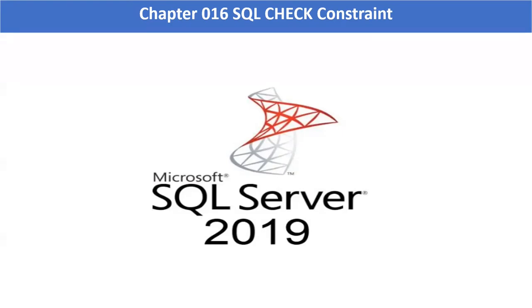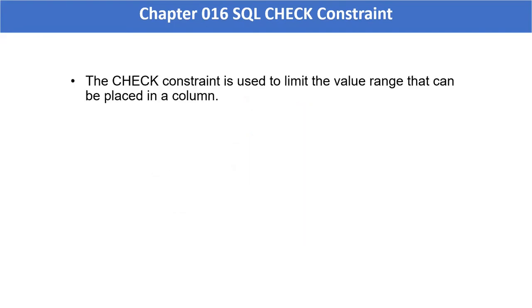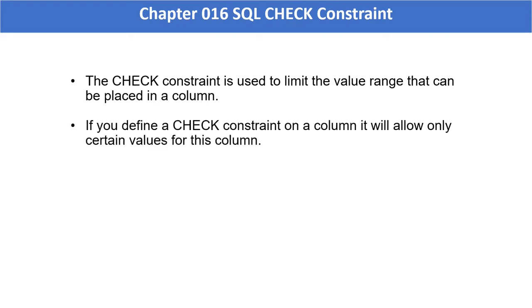Hello friends, let's see what the SQL check constraint is. The check constraint is used to limit the value range that can be placed in a column. If you define a check constraint on a column, it will allow only certain values for this column.